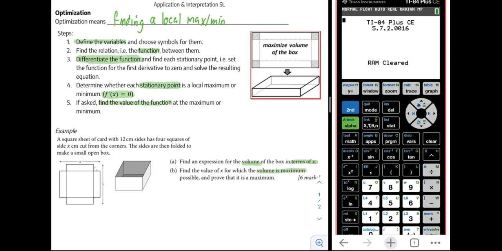Okay, so for this example, the first thing we need to define is x, which is actually already defined for us. In the picture, you see the side x are these sides right here. So that's done. Part 2, we're going to create a function. Now our objective is to maximize the volume, so I need to create an equation for volume itself. Now the volume is going to be the length times the width times the height of our box. So we're going to use the x in order to find out what that is.